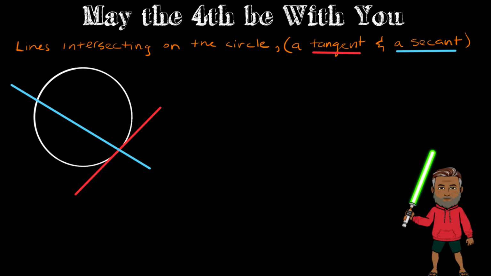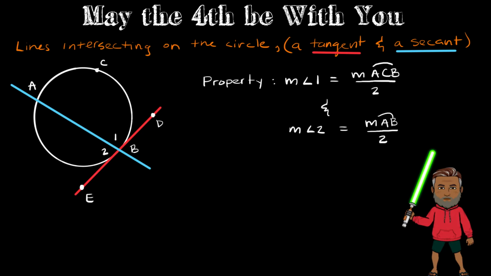Now you'll notice that when you intersect a secant and a tangent, the lines will intersect each other on the circle. When they intersect on the circle, you're going to have actually 4 angles, and you're going to have two arcs that we're going to look at. So here's the two arcs. Our first arc is ACB, and our second arc is AB. You'll also notice that we have 4 angles, but two angles that I've marked out for you, angle 1 and angle 2.